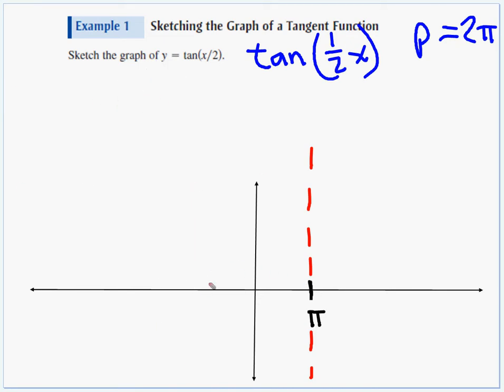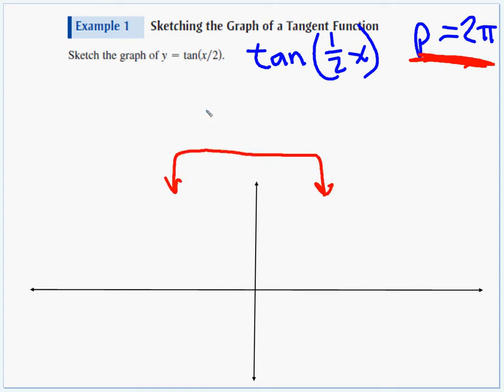Another way, a different way that the book really doesn't show you is, once we know the period is 2 pi, we know that that 2 pi is spread equally around the y-axis. So we could say, okay, if I got 2 pi in a period, half of that is going to be over here on the positive side, positive pi. The other half is going to be over here on the left side at negative pi. So there's another way to find your vertical asymptotes.